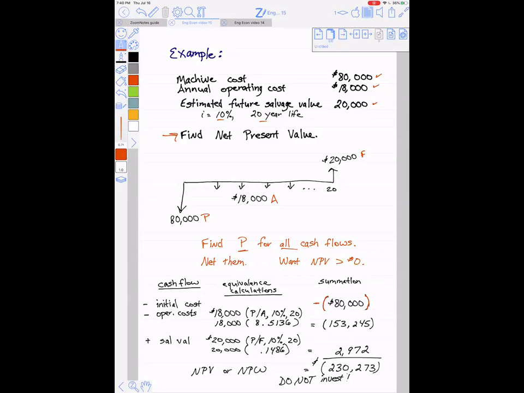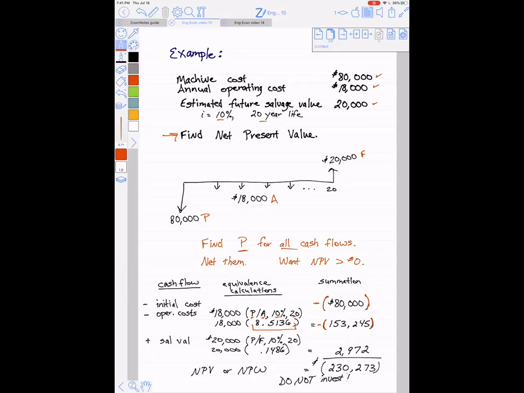Average, right, or that's the annuity amount. So we want to find P given that annuity amount, that was annual operating costs. So find P of that cash flow stream. Interest rate 10% for 20 years. So we take 18,000 and multiply it by this factor from the interest tables. And again, we get a negative present value of that annuity stream in today's dollars of negative 153,245.